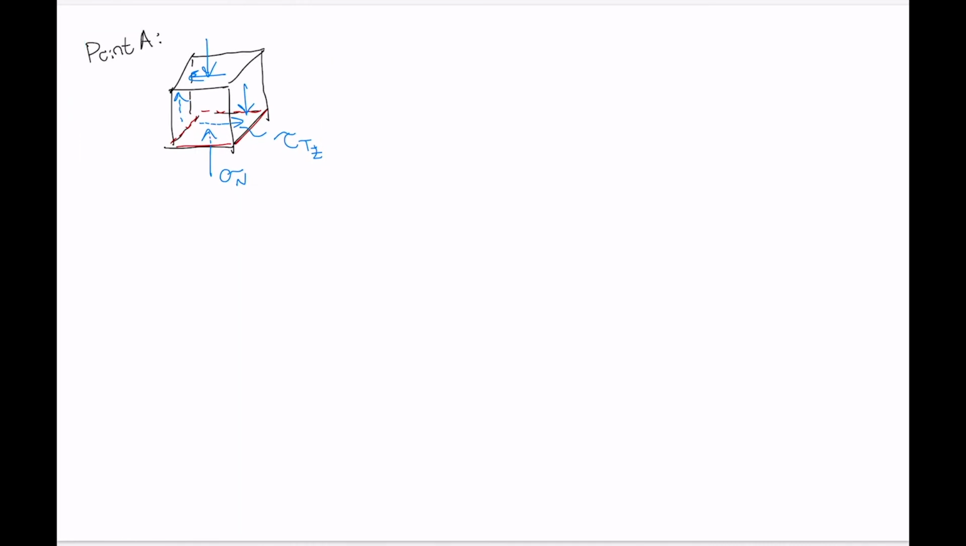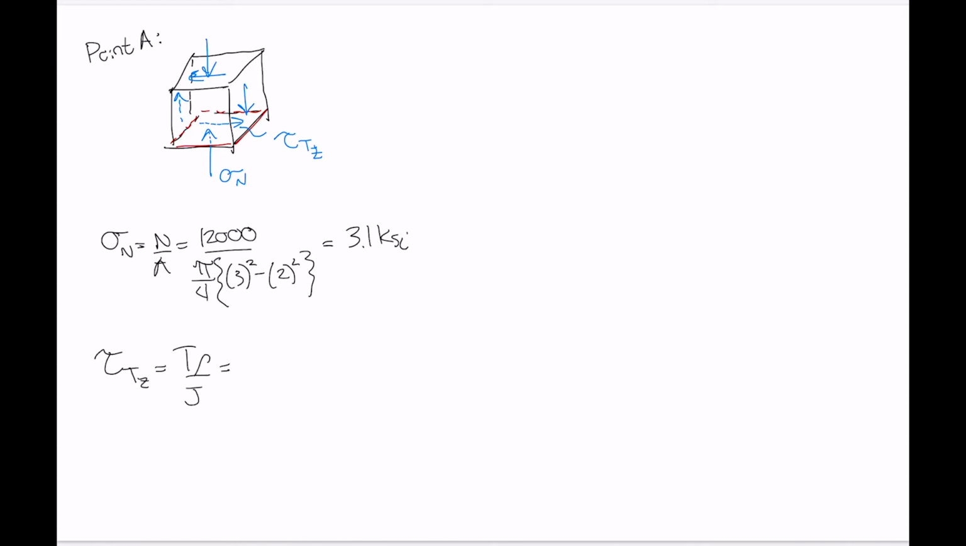Okay, so let's get values for those two stress quantities. Sigma N is N divided by A, which is 12,000 pounds over pi over 4 times outer diameter squared minus inner diameter squared. Okay, 3 and 2. That gives us a value of, drum roll, 3.1 ksi. Now for our shear stress, tau Tz equals T rho over J. Our torque was 3,000, but that's pound-feet, remember, so we have to change it to pound-inches.